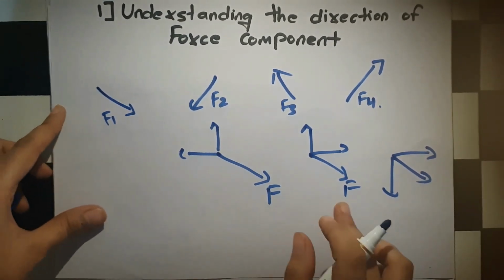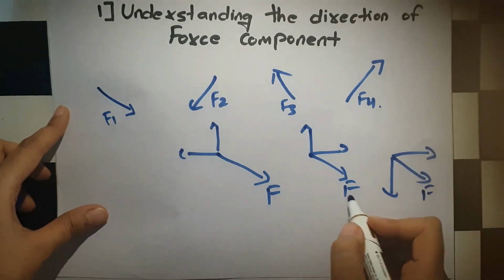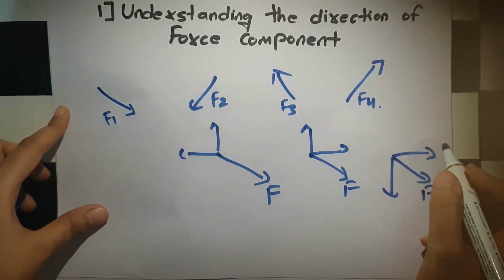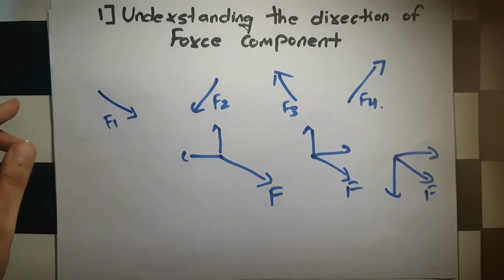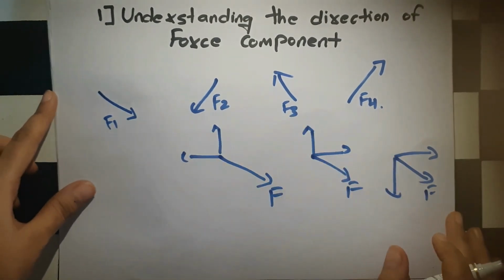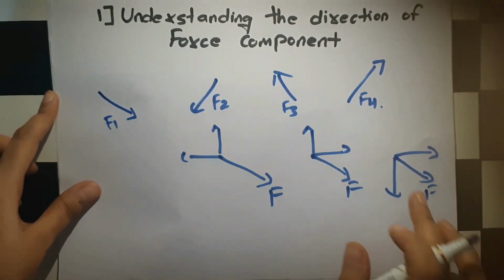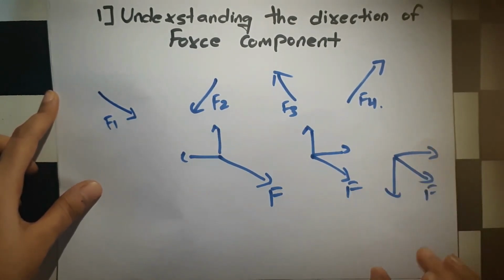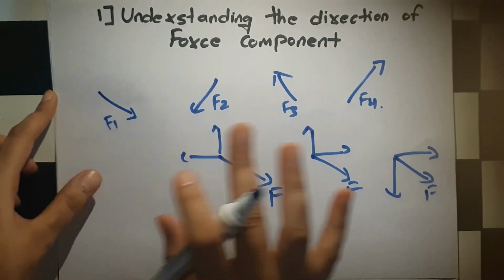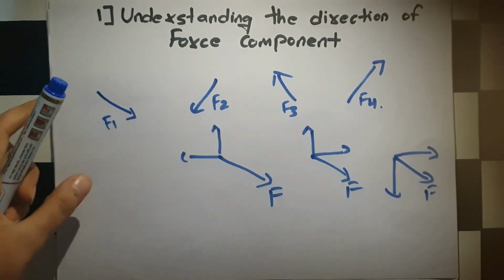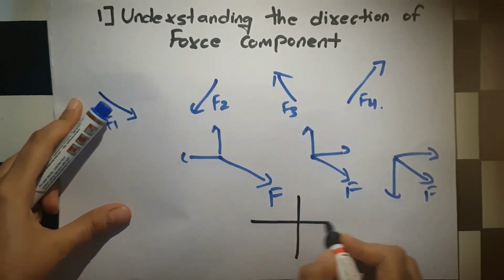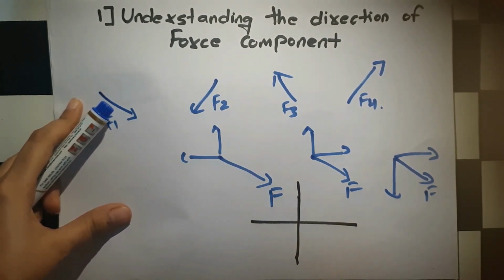Actually it is very easy, just by looking at the force, to see where the components will lie, but for some students this is a bit difficult. So I thought it is good to know where this component direction actually comes from. For this purpose, for knowing the direction of components, you should know the quadrants. You should have an idea of quadrants.